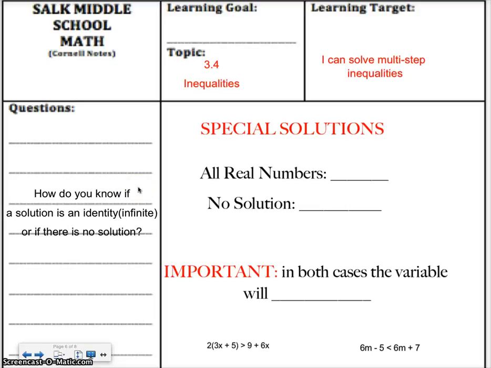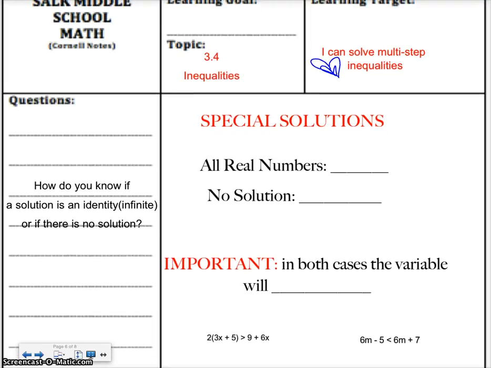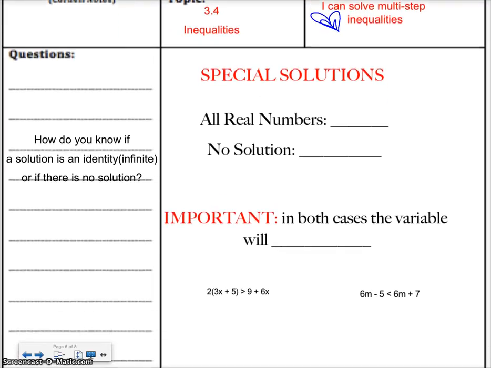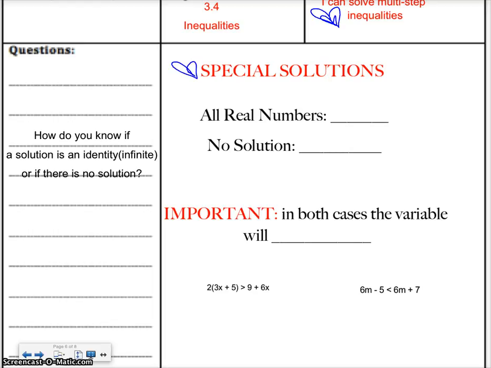Last part of section 3.4. And this is aligned with your learning target that you can solve multi-step inequalities. We remembered while we were learning this in 3.2 that we have to be very careful when you multiply and divide by a negative in the end. So we have been very cautious the last couple days, making sure that we are checking to see if we're flipping. And now something else happens when you solve, and you get these special situations.